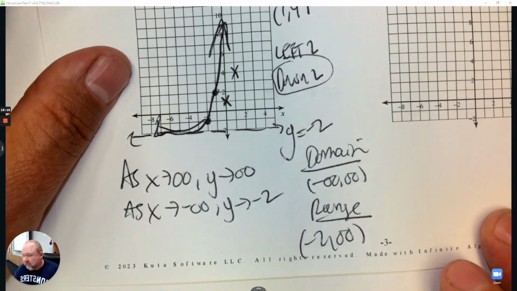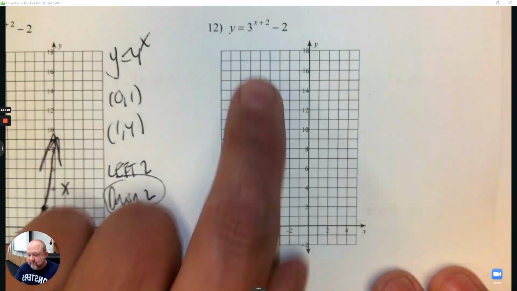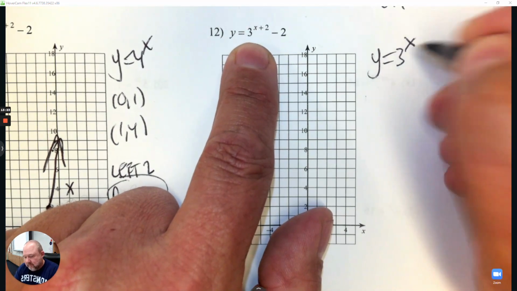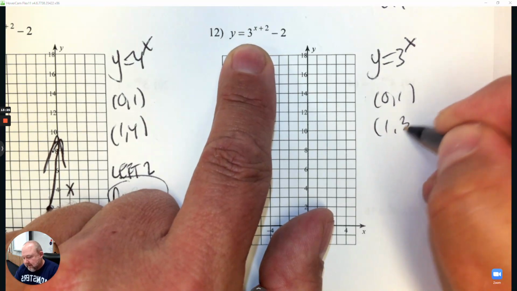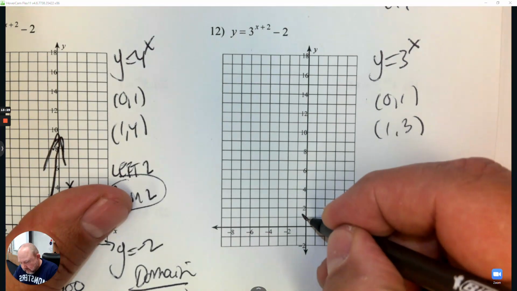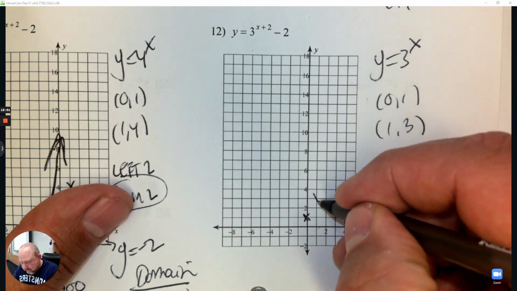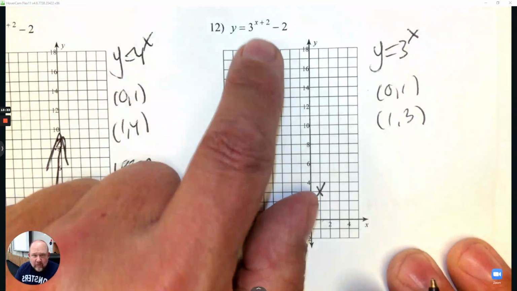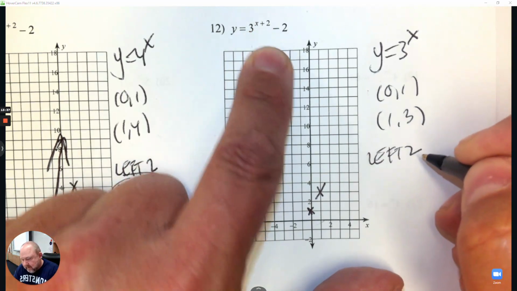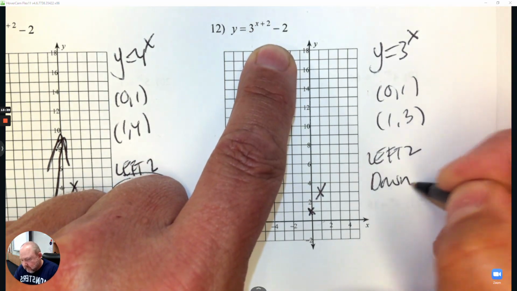All right, this is our last graph, number 12, I think, right? Yeah. So the basic exponential, and then 2 points and an asymptote. So the 2 points here are (0, 1) and (1, 3). And then know what direction we're going. This means left 2, and this means down 2.